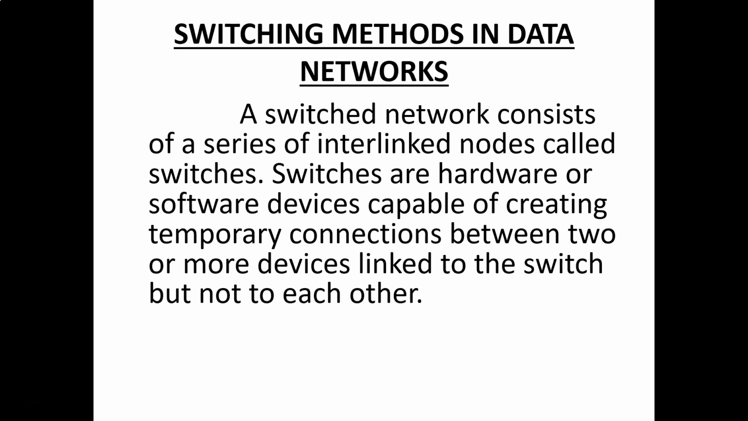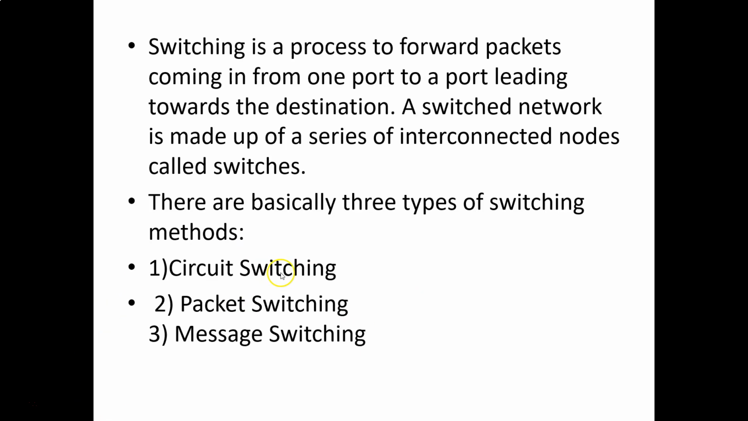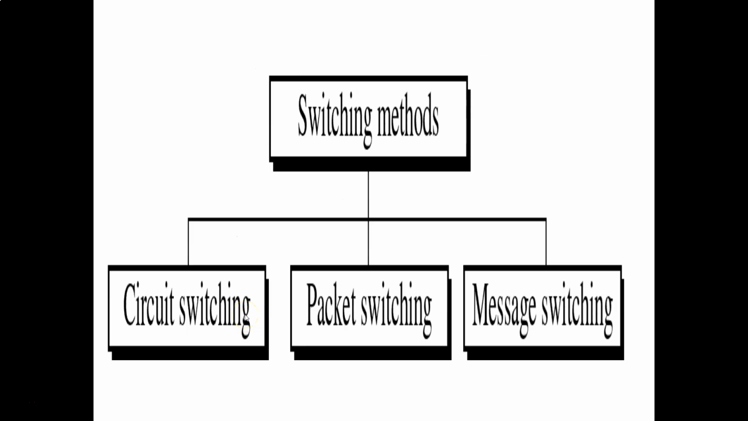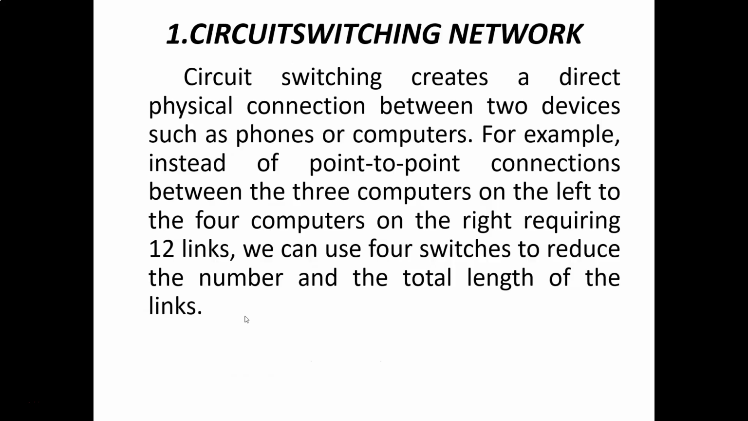A switched network consists of a series of interlinked nodes called switches. They are hardware or software devices capable of creating temporary connections between two or more devices linked to the switch but not to each other. Here we have three types: circuit switching, packet switching, message switching. First we will see circuit switching.